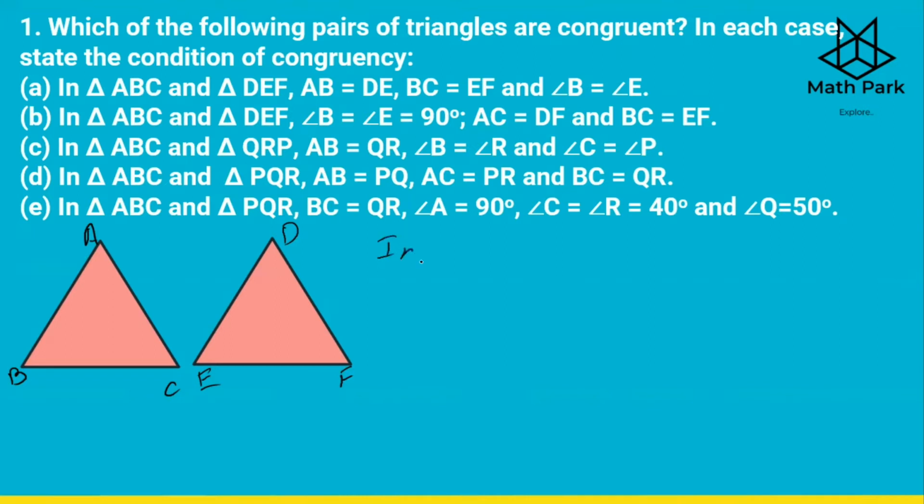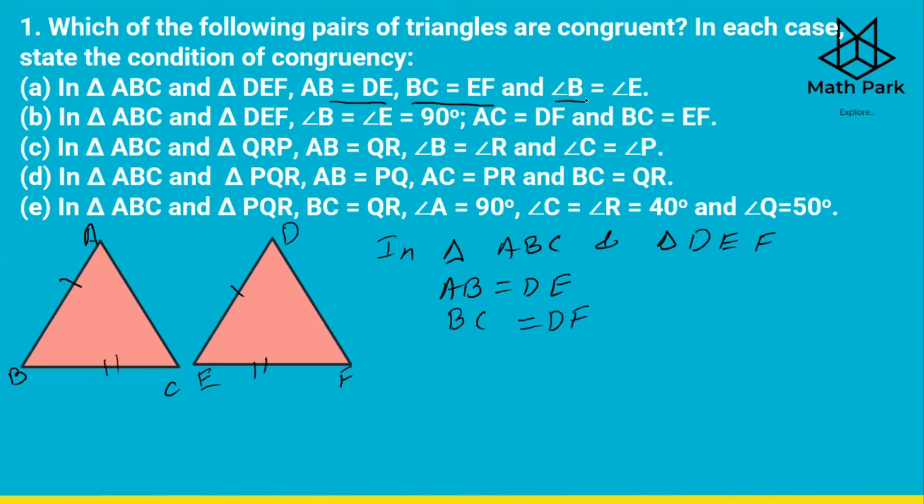So we will start with the proof. In triangle ABC and triangle DEF, you are given AB is equal to DE. Let us mark them equal. Secondly, you are given BC is equal to DF. So let us mark that BC and DF are equal.